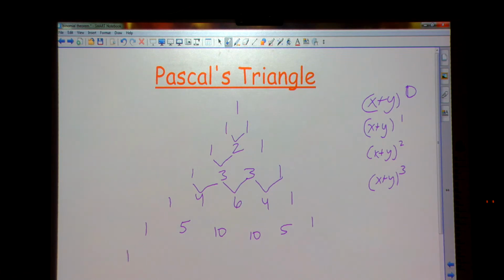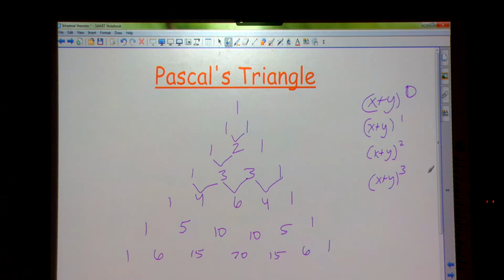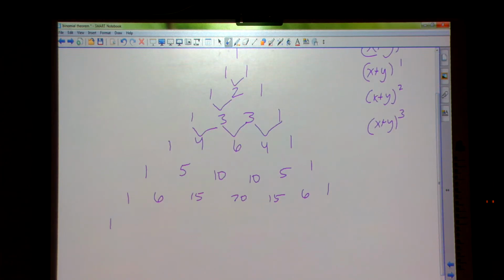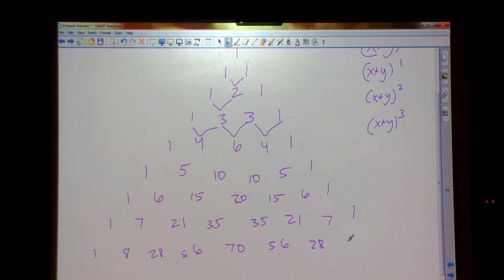So next one would be 1, 6, 15, 20, 15, 6, 1. Let's keep going a little bit. 1, 7. When I add that, I get 21, 35. That's a 20, believe it or not. 35, 21, 7, 1. Okay, let's go one more. I have 1, 8, 28. Let's see, 56, 70, 56, 28, 8, 1. And we can keep going, of course.